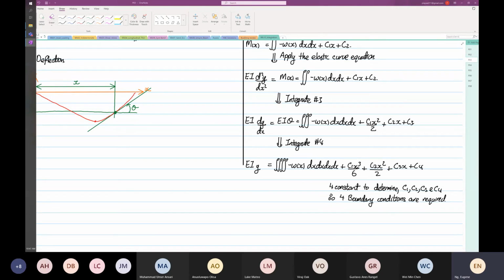So take note of that. You need to determine four unique boundary conditions. I repeat again, four unique boundary conditions. So let's look at an example on this approach. This example, I'm going to change a page for you guys. Hold on.